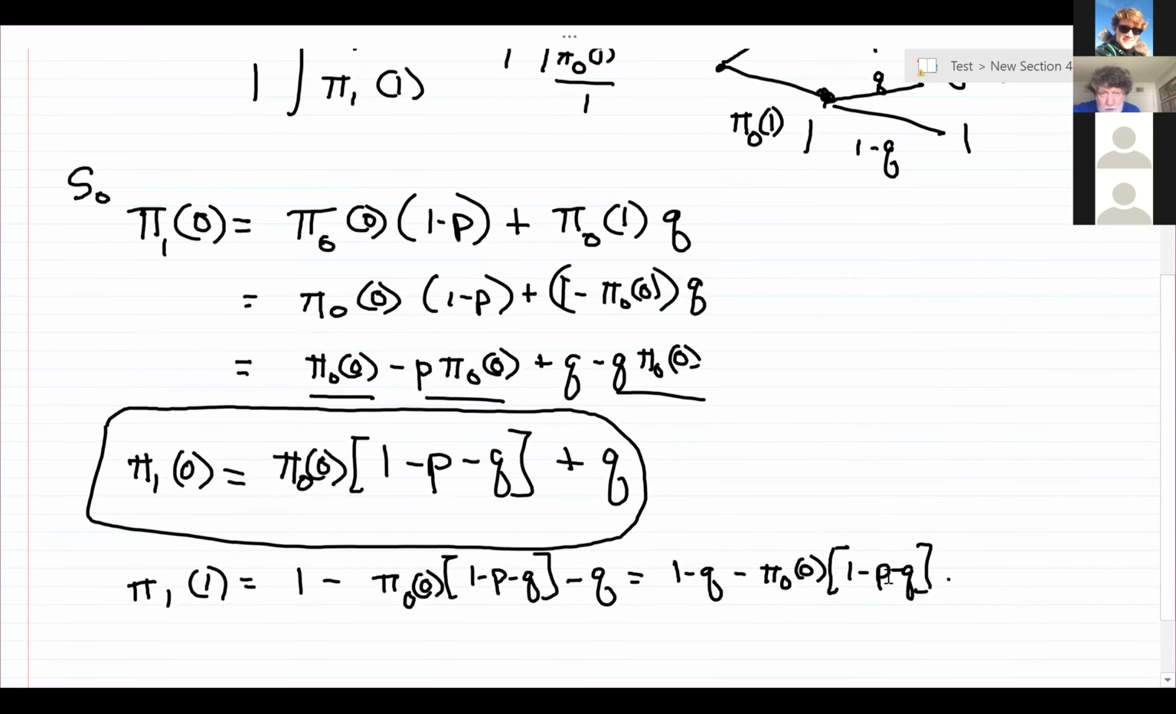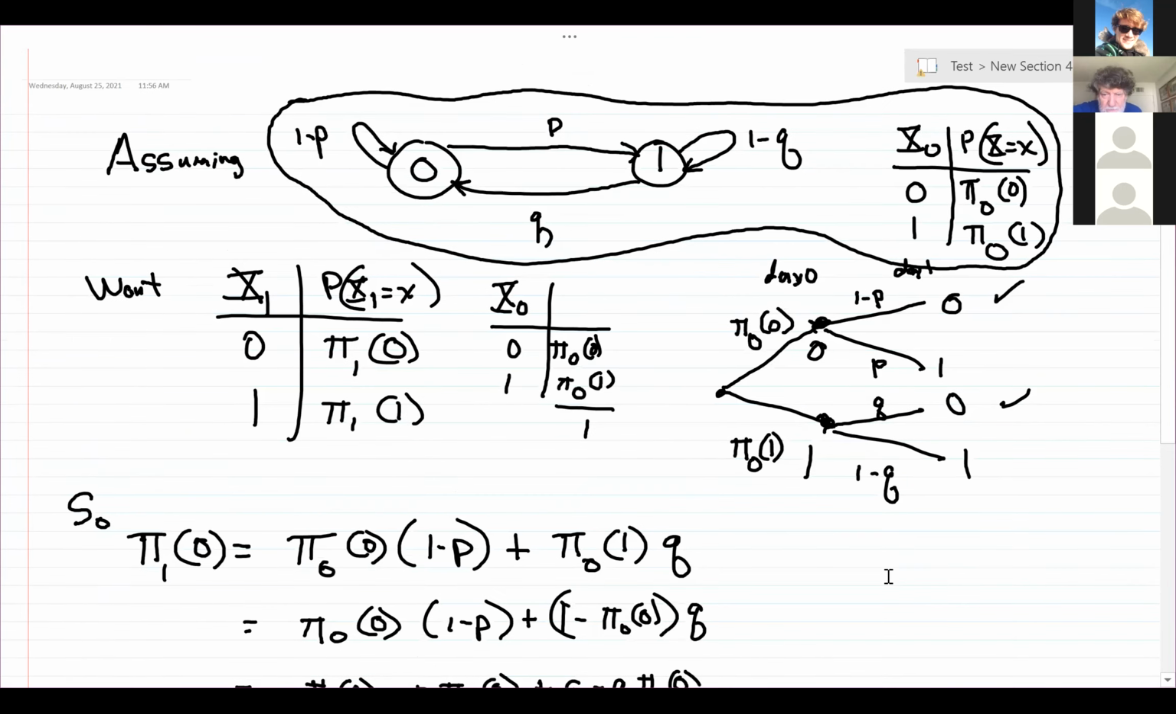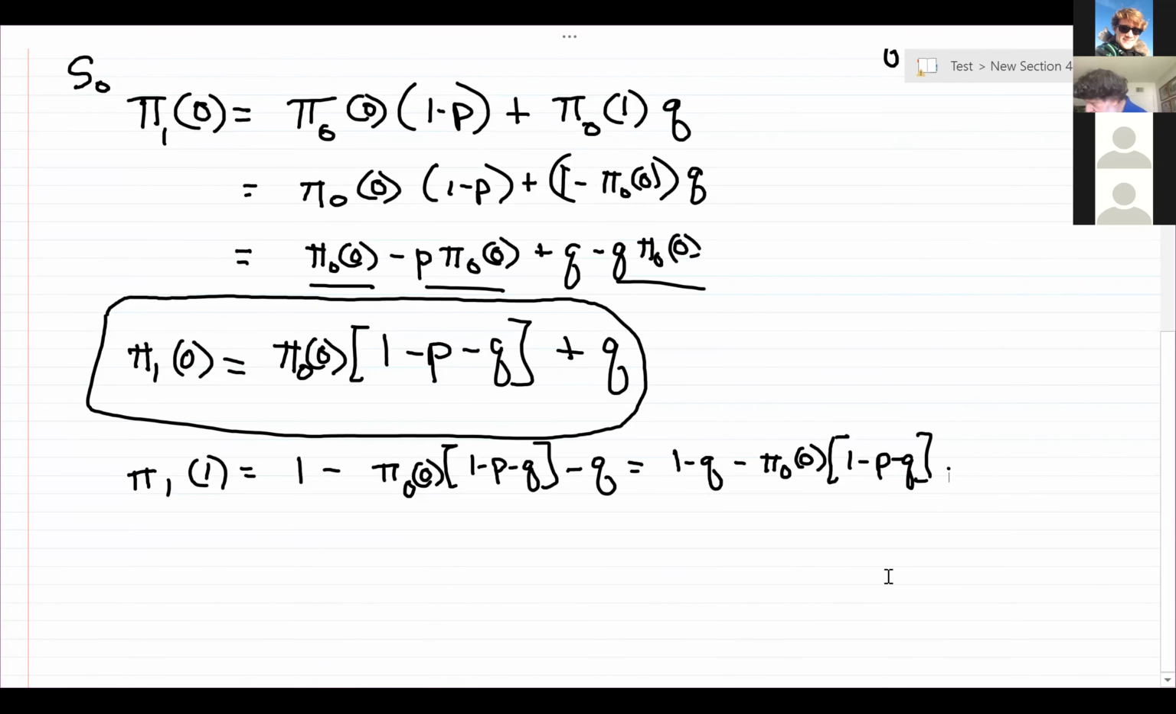Any questions about this part? I don't know about you guys. I'm warming up a little bit. This feels a little hotter than yesterday. Give me a second here.